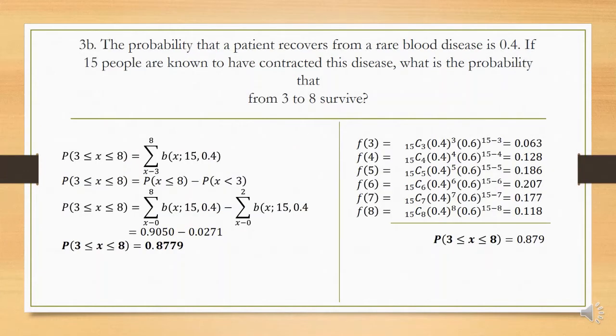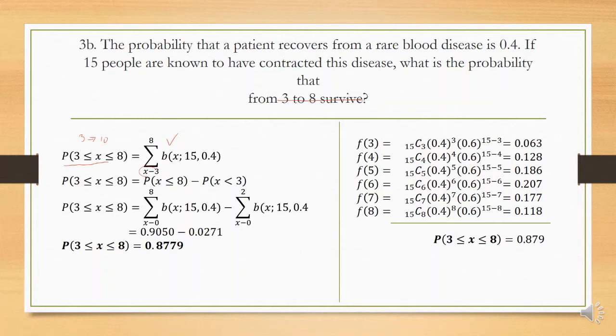Let's have the second one. So, it's the same problem, but this time we are looking for the probability from 3 to 8 persons who survive the disease. Okay, so in notation, we have 3 less than or equal to x, less than or equal to 8. So, this means that this is 3 to 8. Okay, so in summation notation, this is how we write it. Ang x natin, 3 to 8.